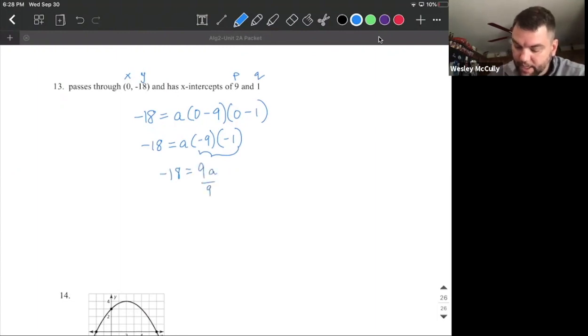Now when I divide by 9, I get that a is equal to negative 2. And I write my equation, y equals negative 2 times x minus 9 times x minus 1.